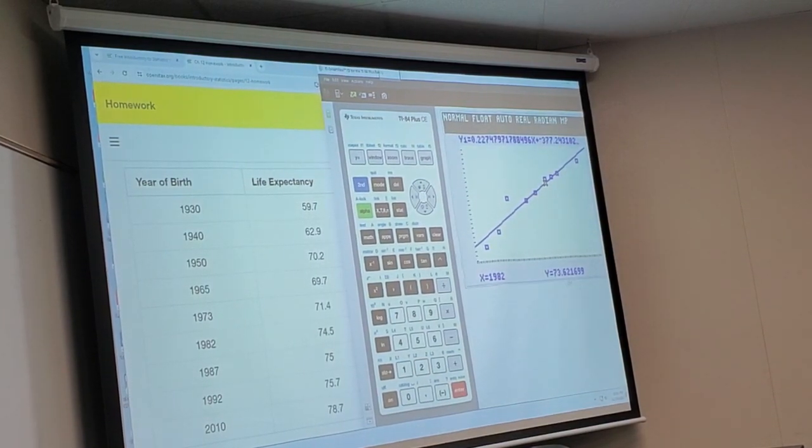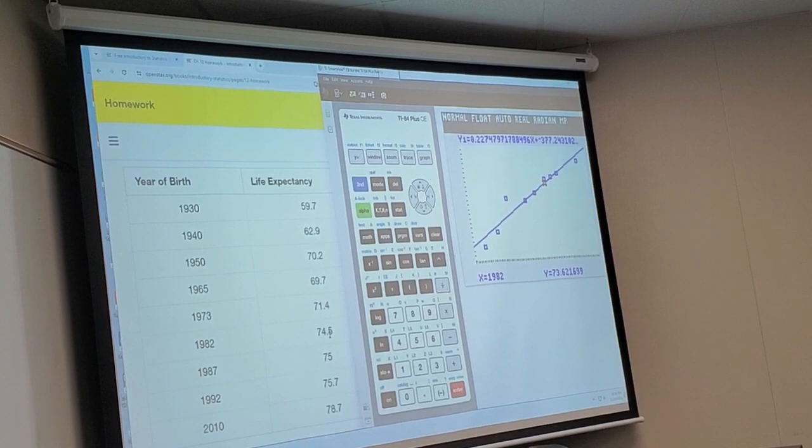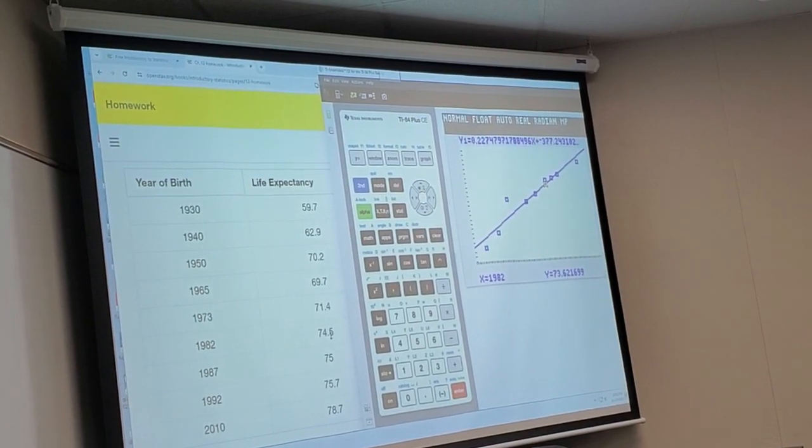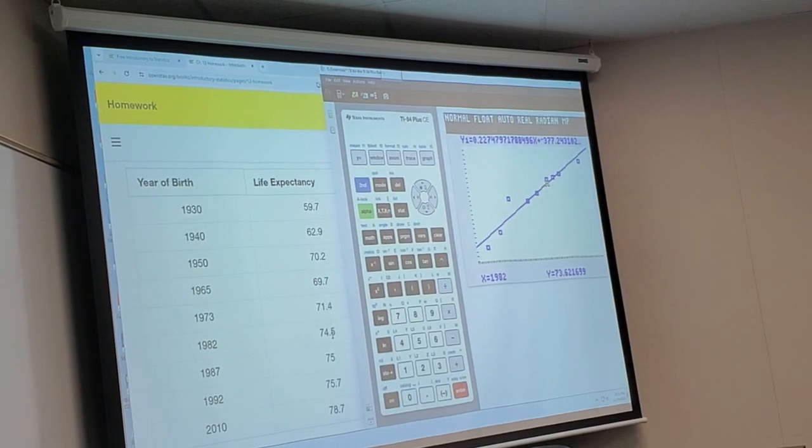Yeah, that's closer, right? 73.6 versus 74.5. Do you guys see that? Okay. I like it. Is that okay? That wasn't really a lecture, but it basically covered everything we did yesterday.